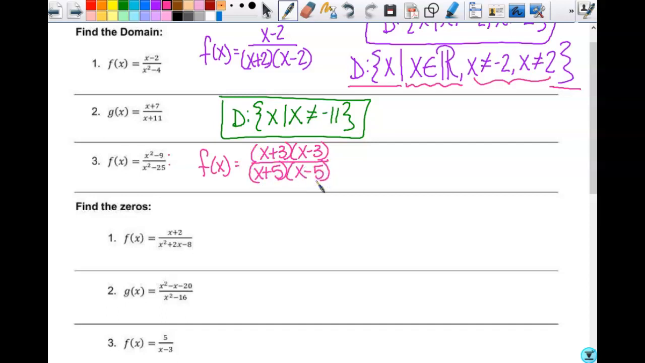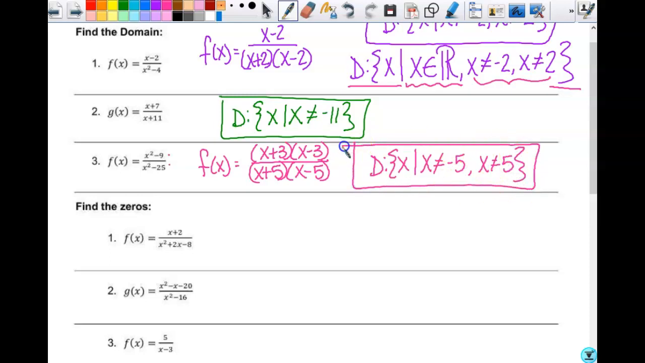All right, and so again, the zeros in the numerator don't matter. I don't have anything I can cancel out, so there are no holes, but I have 2 asymptotes, so my domain is the set of all x's such that x cannot equal -5 and x cannot equal 5. So there's your domain. Let's talk zeros.